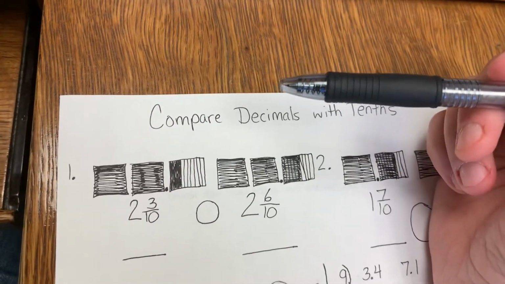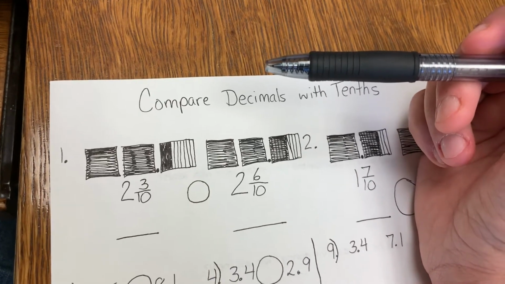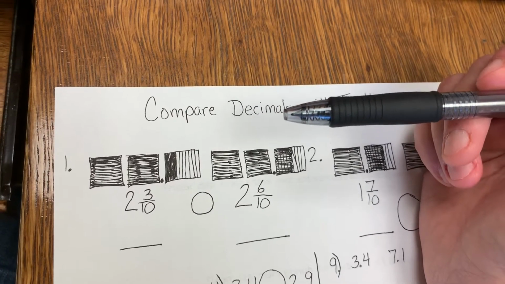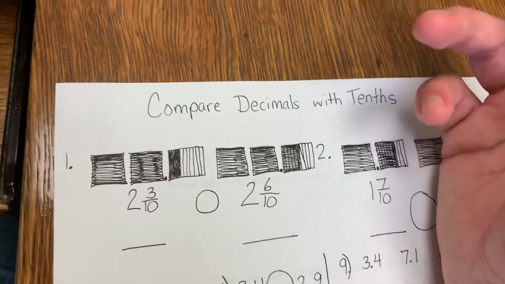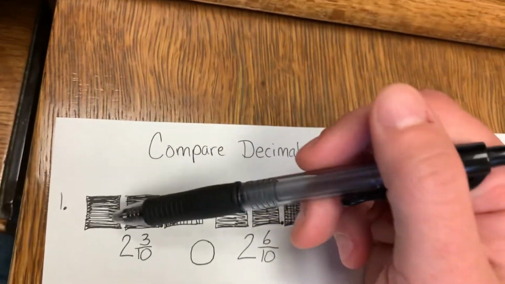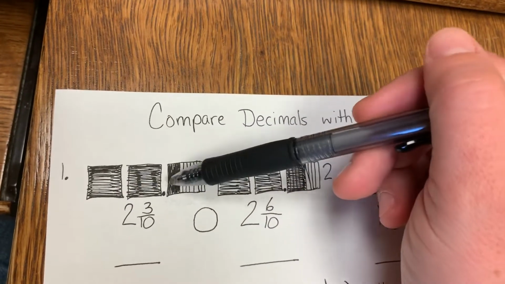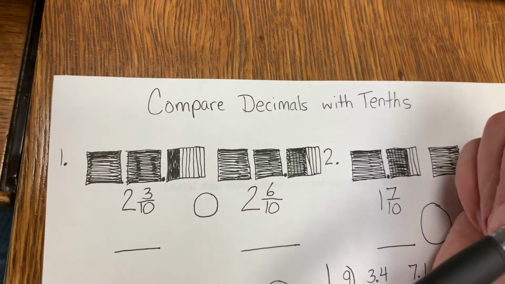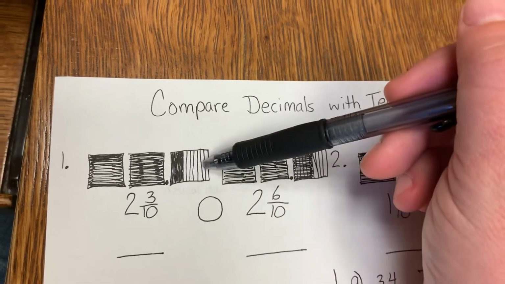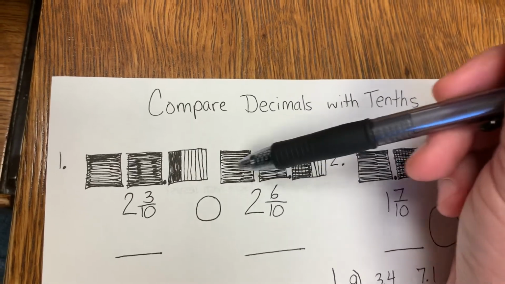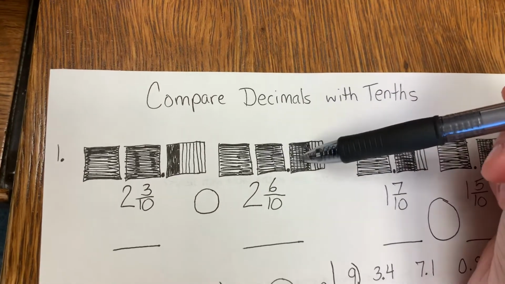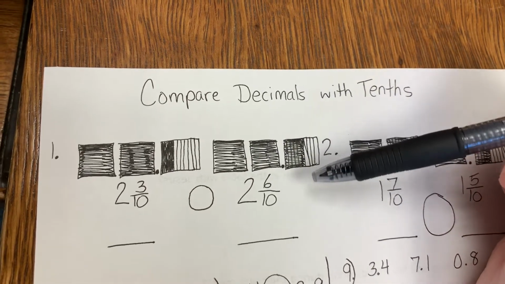Okay, on the first one, it says color to match each mixed number and write the equivalent decimals. Write greater than, less than, or equal to compare. On the first one, I already filled it in. It says that this represents 2 3/10. And it even has a decimal here between the two whole pieces and the fractional piece. And then it's comparing to 2 6/10. And it has the decimal here between the two whole pieces and the 6/10 of another one. Okay?